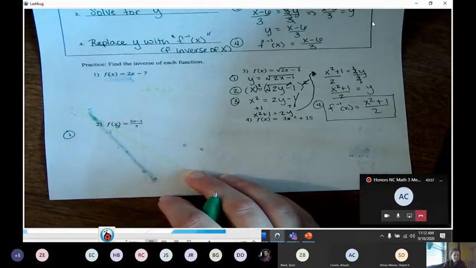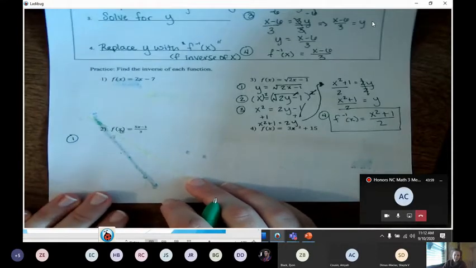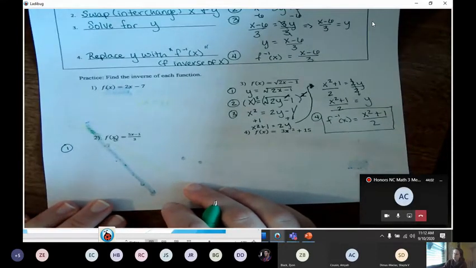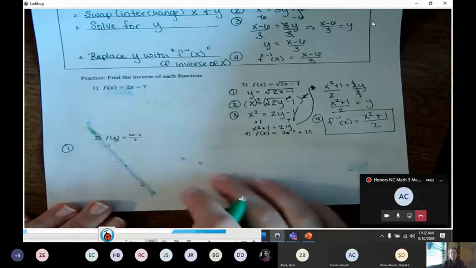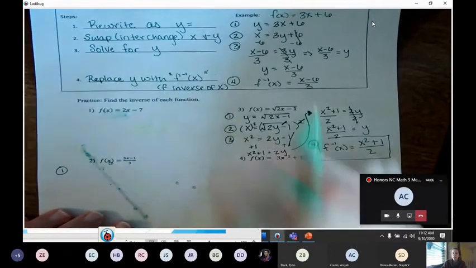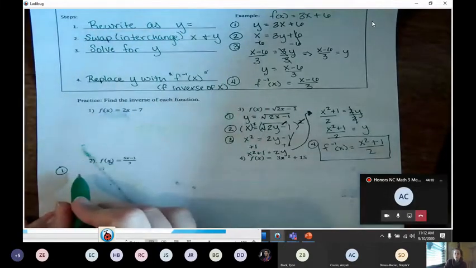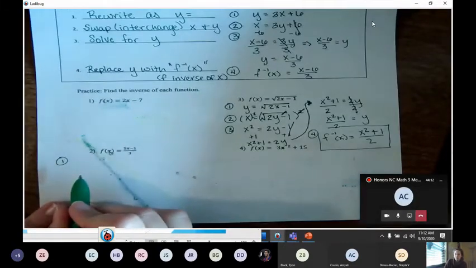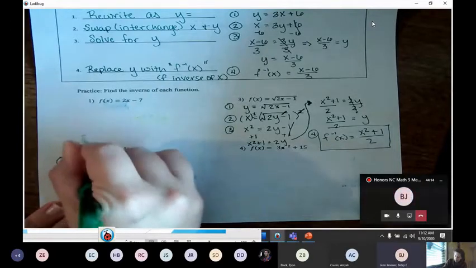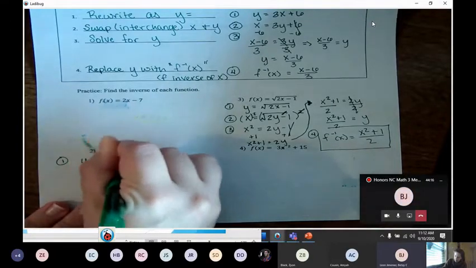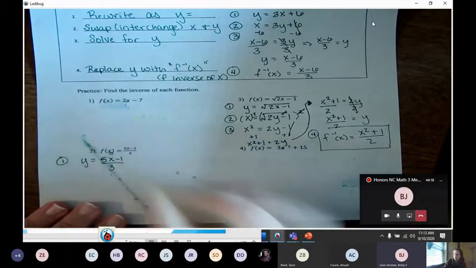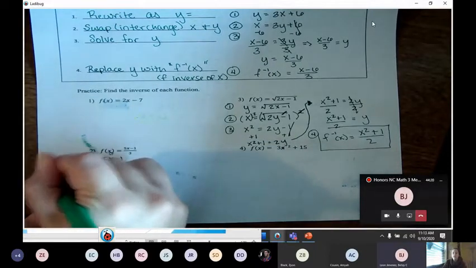All right, so step 1, let's see. Betsy, are you there? Yes. All right, so step 1 says rewrite. Let me move my paper down so you can see. So it says rewrite as y equals. So what am I going to write for step 1 on number 2? Y equals 5x minus 1 over 3. Perfect. Excellent work.